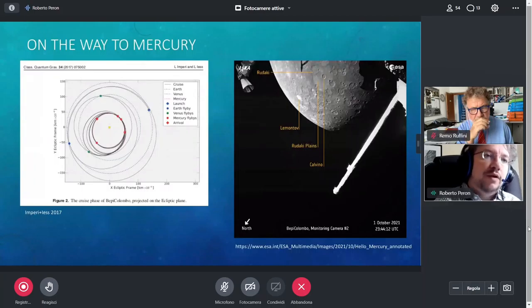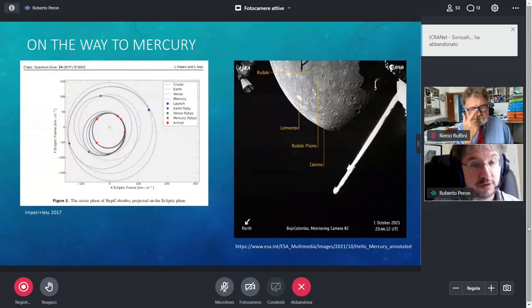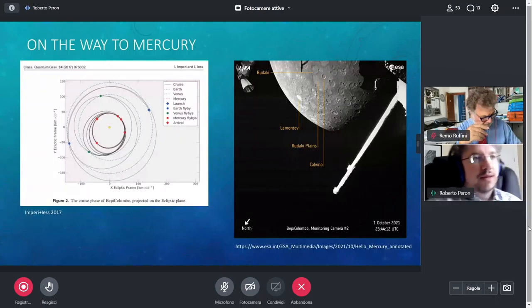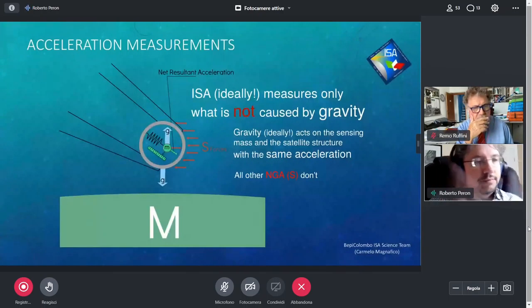Why? Because once around Mercury, the probe will be subject to a very intense electromagnetic radiation from the Sun. The average distance between Mercury and the Sun is 50 million kilometers, one-third of the astronomical unit. So we expect that the radiation pressure coming from the Sun could significantly perturb the trajectory. The usual way is to model it, but the modeling is very complicated. And indeed, an accelerometer is a device which could measure this radiation.